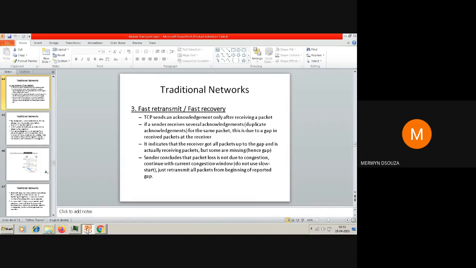Basically, these two methods are to be used concurrently, or simultaneously, or together. You can say they cannot be used independently. If you use them independently, it won't make much of a difference to the performance of TCP. So let's look at an example of how fast retransmit works.